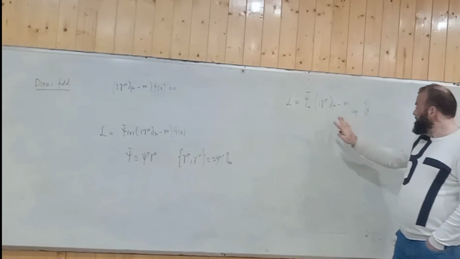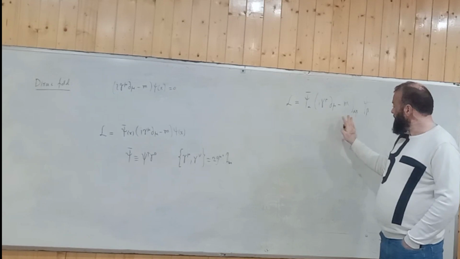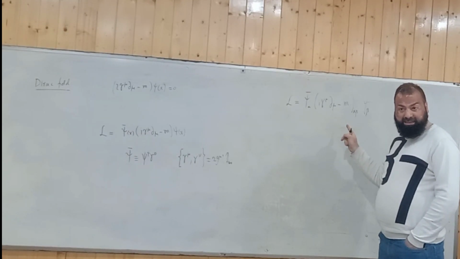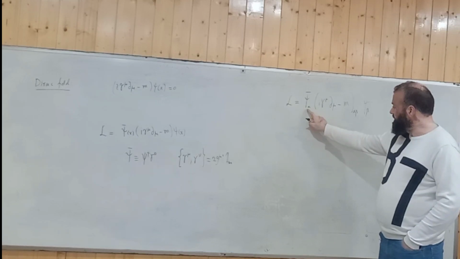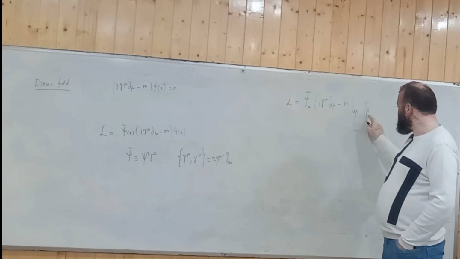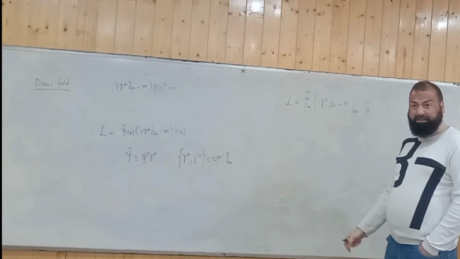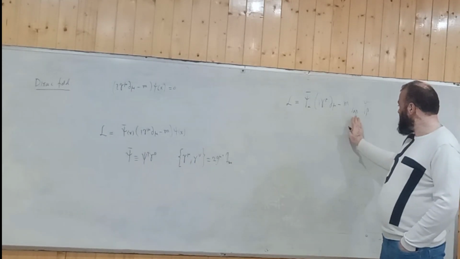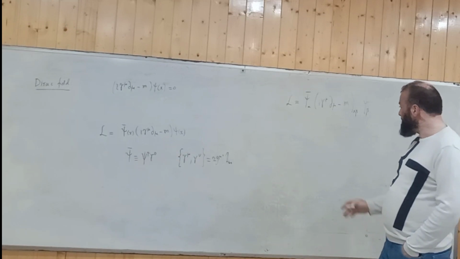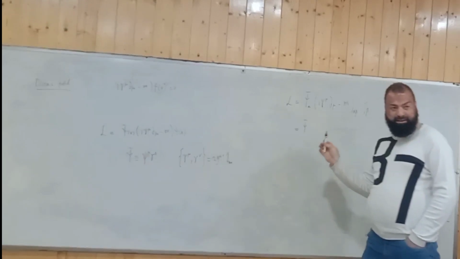Clear? One more point: these matrix indices we call the spinor indices, because this will give me the alpha component of psi bar, and this will give me the beta component of psi. So we will call these alpha and beta spinor indices. So I can rewrite it this way. Why is this important?